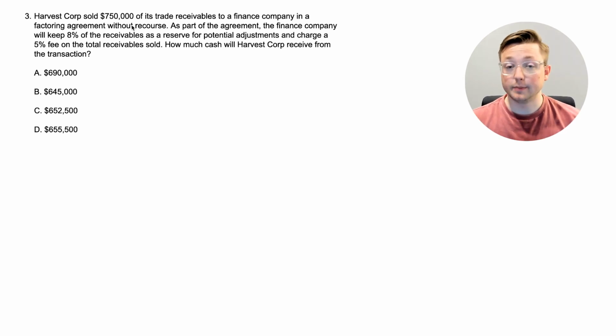Remember, without recourse means that the factoring company, the people who are buying it, are taking on responsibility for the receivables from that point on. As part of the agreement, the finance company will keep 8% of the receivables as a reserve for potential adjustments and charge a 5% fee on the total receivables sold. So they are getting money from this in a way. How much cash will Harvest Corp receive, and remember, Harvest Corp is the one selling the receivables, they're not the factor? So how much money will Harvest Corp receive from the transaction?